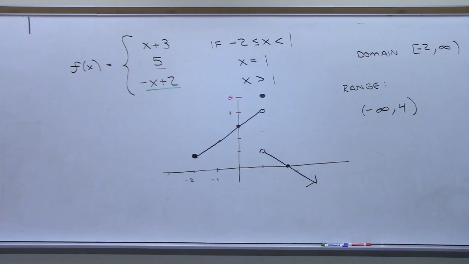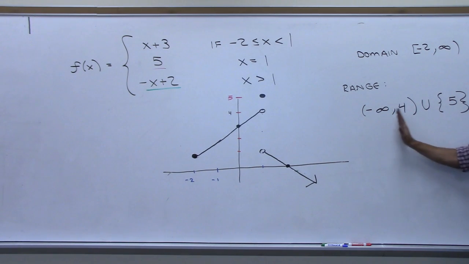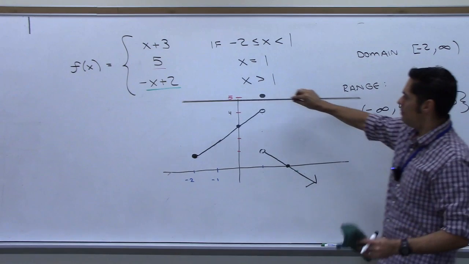Then unioned with just 5. How do I say just 5? Just the number 5. The brace. The singleton. Remember the singleton notation? So it's all the values between negative infinity up to positive 4, not including 4. And then the only other thing that comes out is 5, the number 5. And that happens right there.